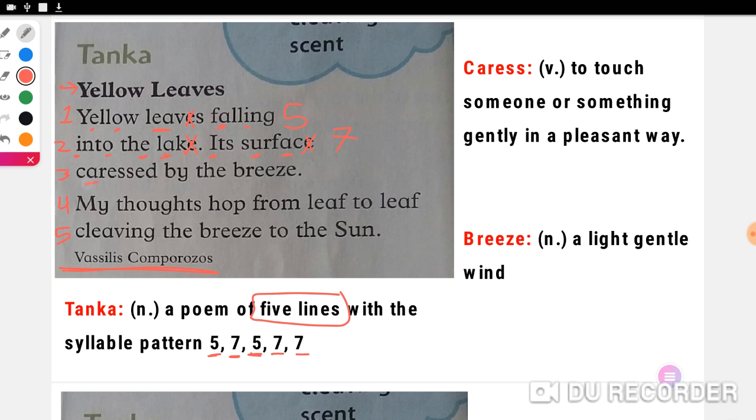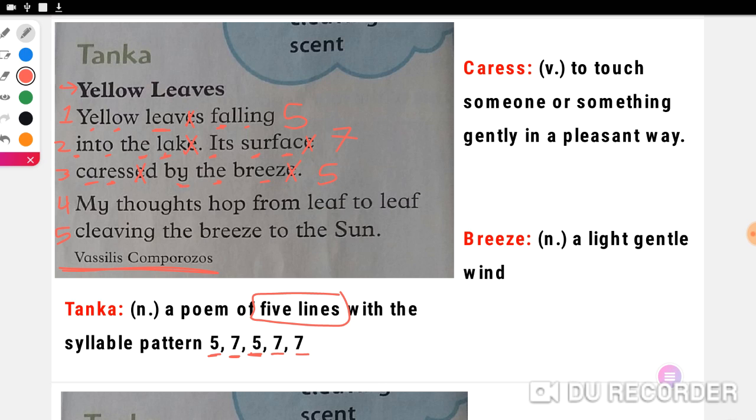Carrot. Rest. This one is silent. By. The breeze. So 1, 2, 3, 4, 5. So I have here 5, and the letter E at the end here is silent.